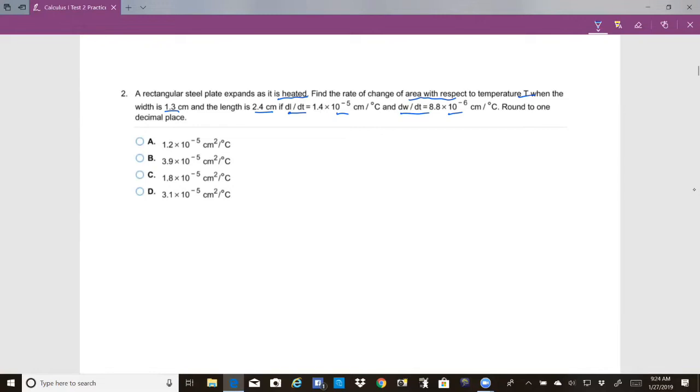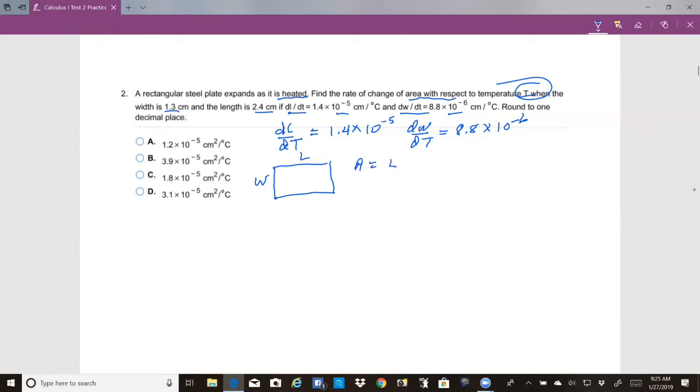Notice that in dL/dT, the variable should be capital T to be consistent with the temperature capital T. dL/dT is 1.4 times 10 to the minus 5. And dW/dT is minus 8.8 times 10 to the minus 6. And we will write an equation for the area. I would just draw a little sketch here, with W being the width and L being the length. The area is equal to the length times the width.